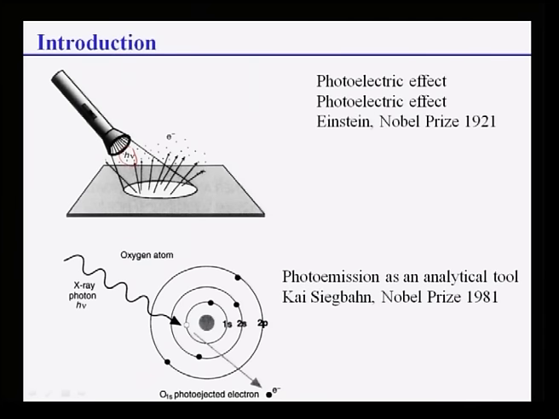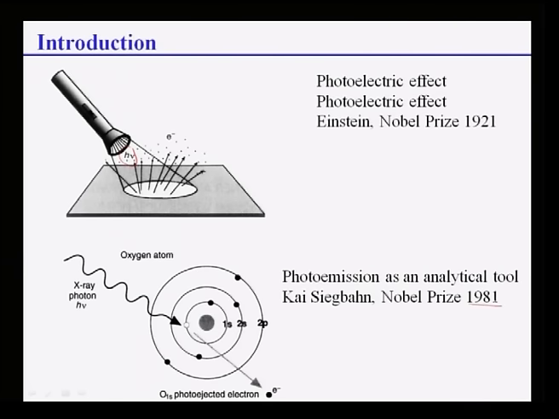The source which can be used in photoelectron spectroscopy is not the photon but an X-ray. This was done by K. Siegbahn, and he received the Nobel Prize 60 years after Einstein's discovery. Both of these scientists are from Germany, and Siegbahn received the Nobel Prize in 1981 for this discovery.